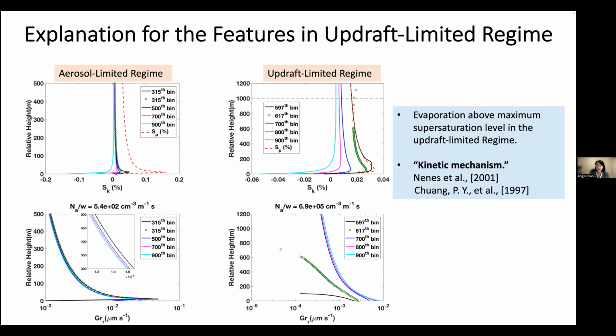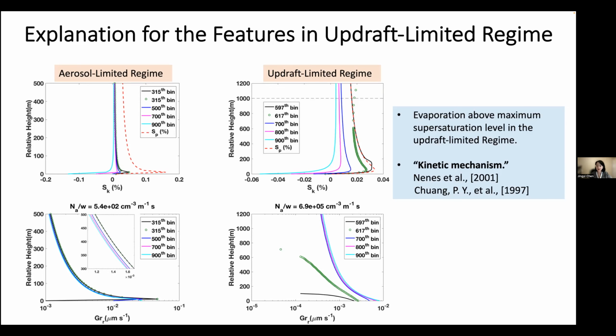The two bottom figures show the vertical profile of the growth rate in the same particle bins as the top two figures. In the aerosol limited regime, larger particles have a smaller growth rate, while in the updraft limited regime, larger particles have a larger growth rate. And this research also shows similar things; this feature is called the kinetic mechanism in the Nenes paper and in some previous studies.